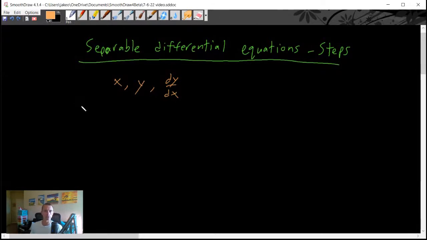So what makes a differential equation a separable differential equation? Well, it's pretty simple.